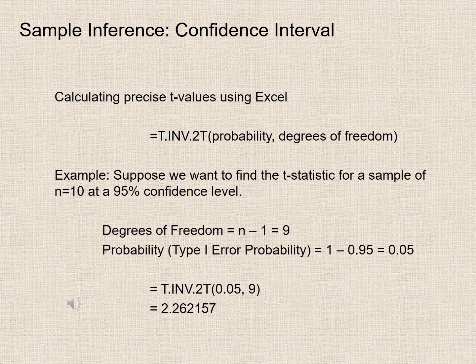To get our test statistic in Excel, we would put 0.05 and 9 inside the parentheses of the function separated by a comma, giving us a t-value of 2.262. This gives us a value 13% larger than the value of 2 that the z-distribution would give for a 95% confidence interval. This added width in the distribution is to account for the fact that we do not know the population standard deviation.